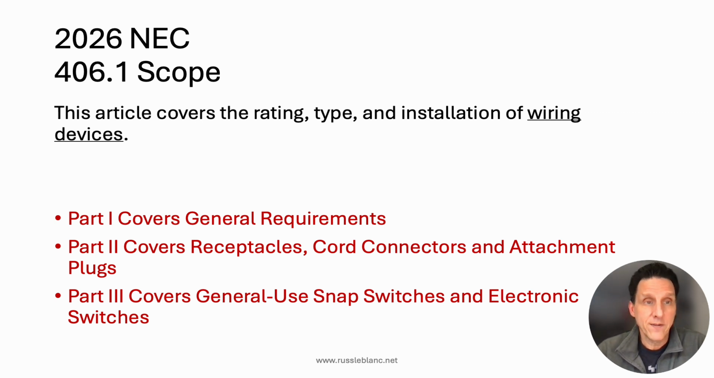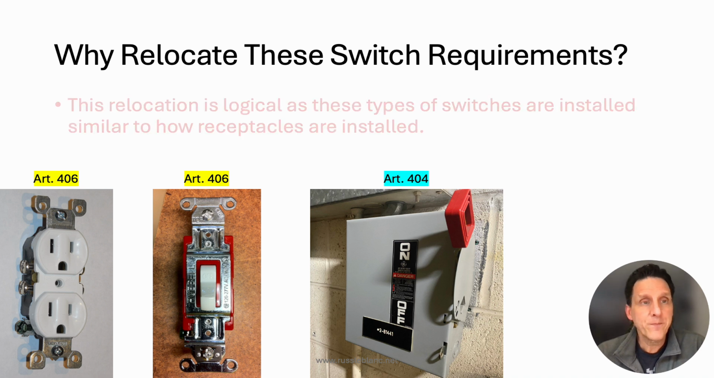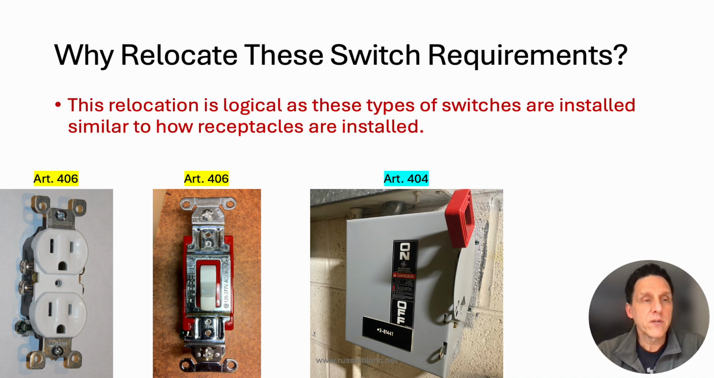Now you might be asking yourself, why? Why relocate these requirements? Well, it kind of makes sense if you think about it, right? Based on the way the devices are made and installed, that snap switch in the middle probably has a lot more in common with the duplex receptacle on the left end than the general use switch on the other end. So it makes sense that we move the requirements for those types of devices, which are very similar in nature, to be in the same article. So that's what's going to happen. It's kind of logical if you think about it, right? So 406 will cover wiring devices, including the duplex receptacle, snap switches, and the other electronic switches. And Article 404 is going to cover other types of switches, not snap switches, if you will. Switches that don't have a yoke, like the general use switch you see, which is more like a disconnect type of switch. So it kind of makes sense if you think about it.